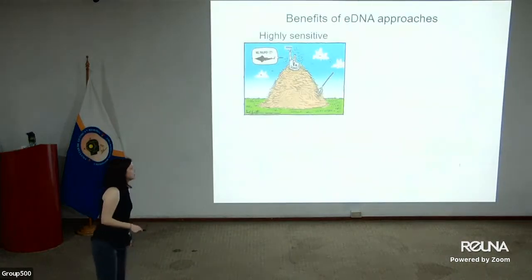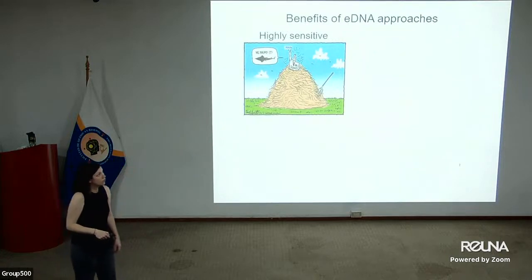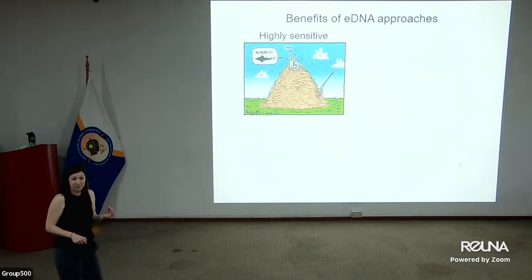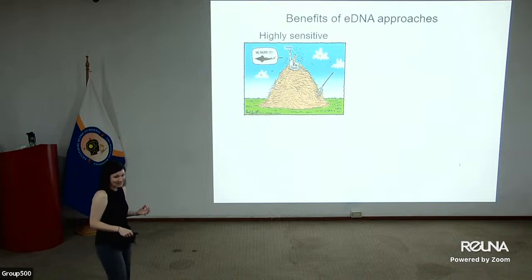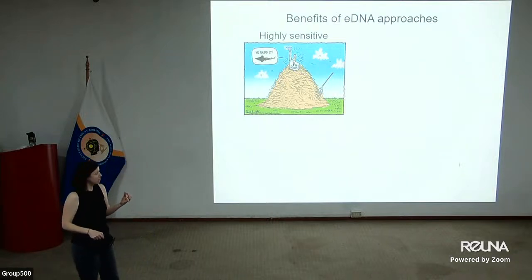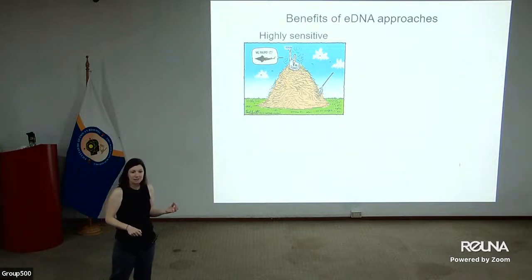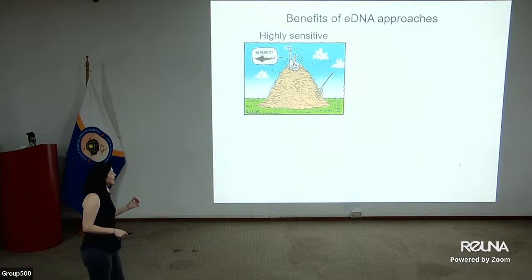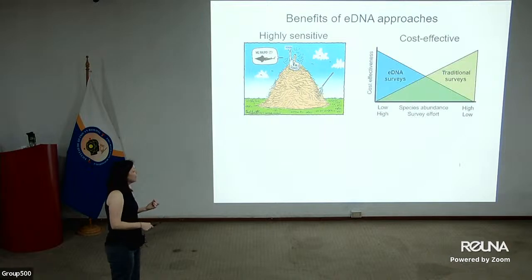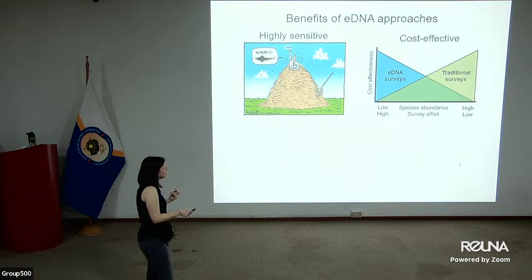The benefits of this: why is this emerging? Why are we seeing this become more and more common? It's more sensitive than traditional methods. So yes, you can put a net in the water, but you're probably going to miss a lot of things. eDNA is better at detecting species. This makes it cost effective when you have a species that's in low abundance.